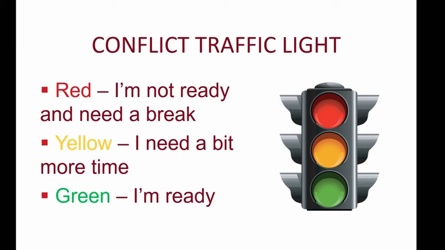If the youth report that they're yellow, you might ask the youth how many minutes they need to be ready to process the conflict, right? And let the group know that sometimes we need a few minutes to let our emotions settle. And then when they're ready, they will proceed to green. But if red, then we need to talk about how important it is to take a break and really cool down before we process conflict.